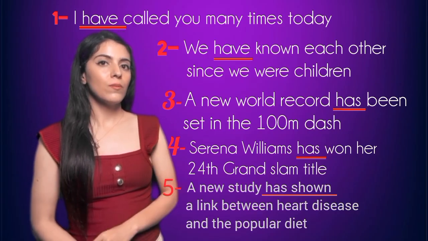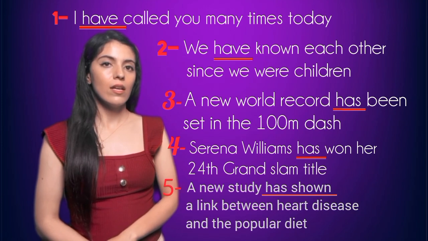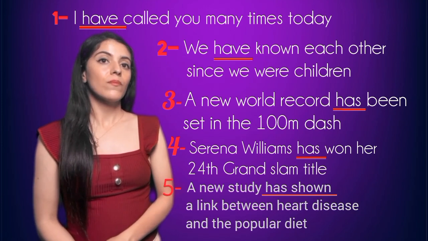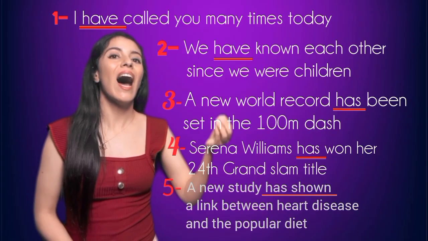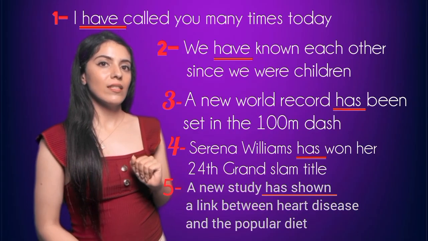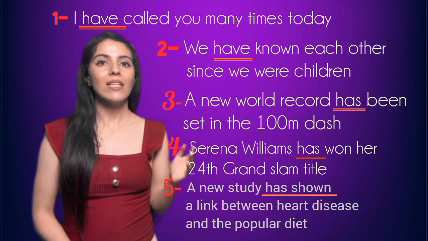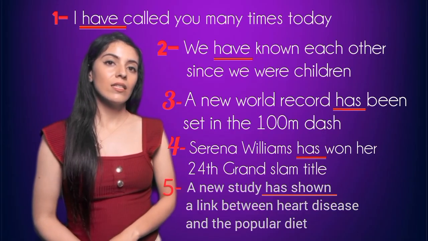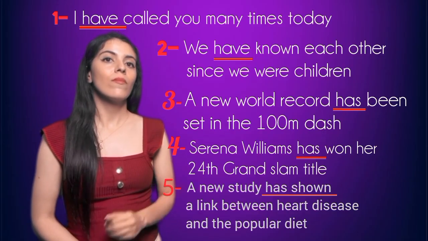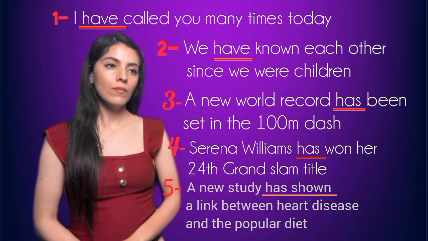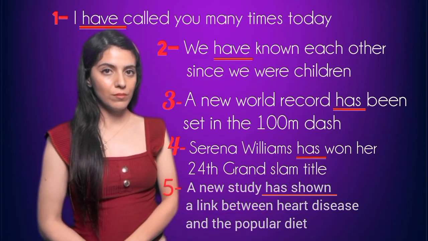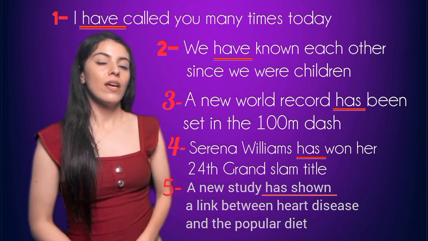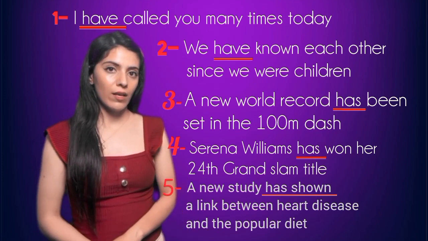So the past participle in the first sentence is called, in the second that's known, we have known, let's say, that is the present perfect. The past participle form in the third sentence is has set, has won, and has shown, right? Guys, so this is how we form the affirmative of present perfect.